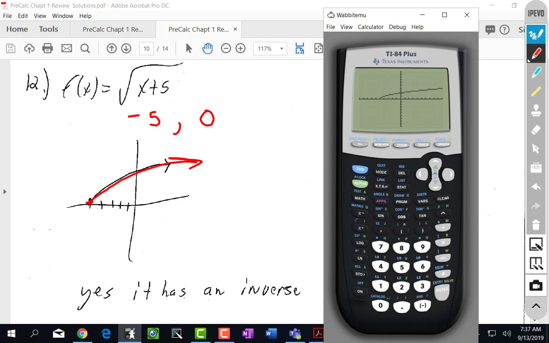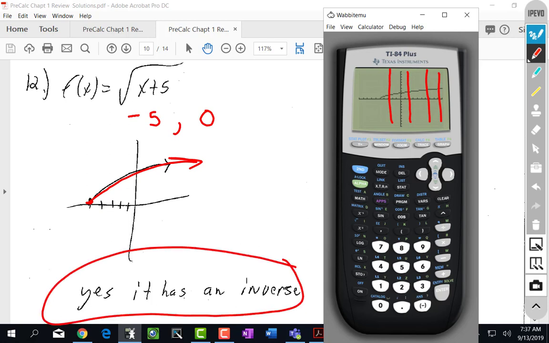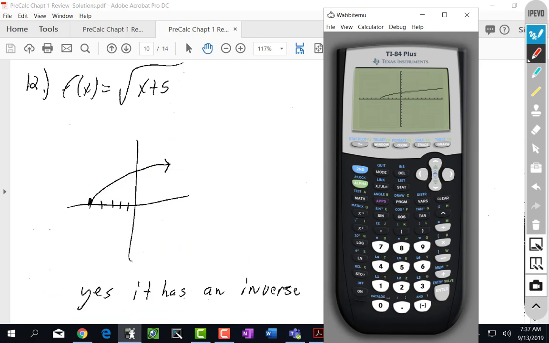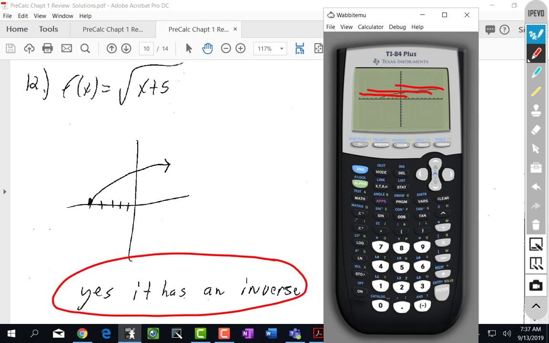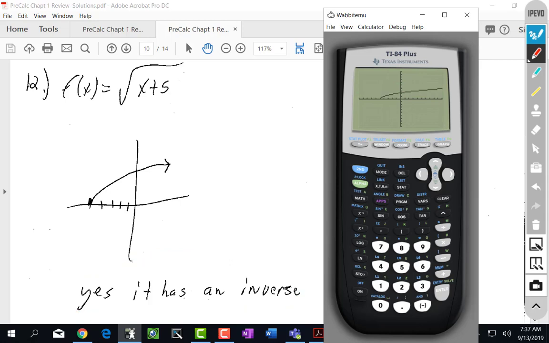But if I use my vertical line test, you'll notice it does not intersect in any more than one spot. So the answer is yes. It has an inverse. And I'm supposed to be using the horizontal line test. So let me draw my lines the other way. If I draw my lines horizontally, you'll notice it still only intersects in one spot. And so that is, yes, it has an inverse. And the other one, of course, determines whether it is a function or not.